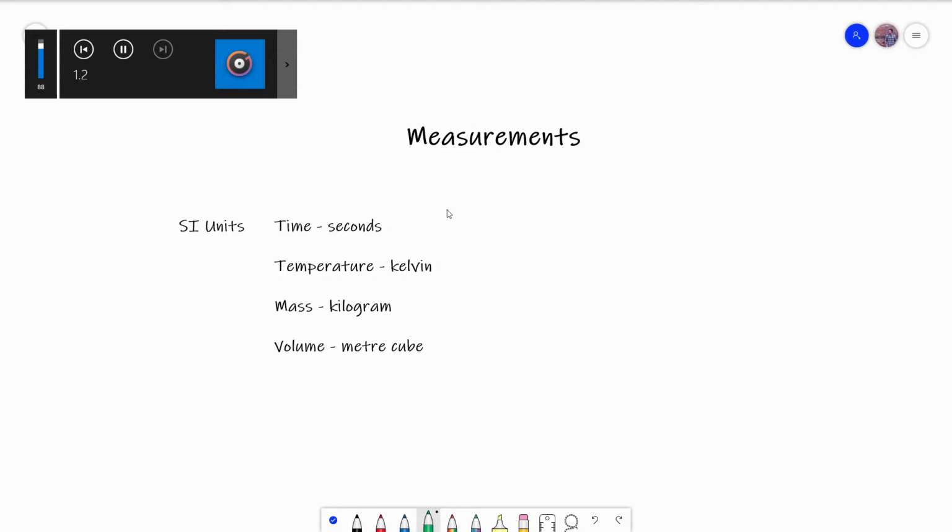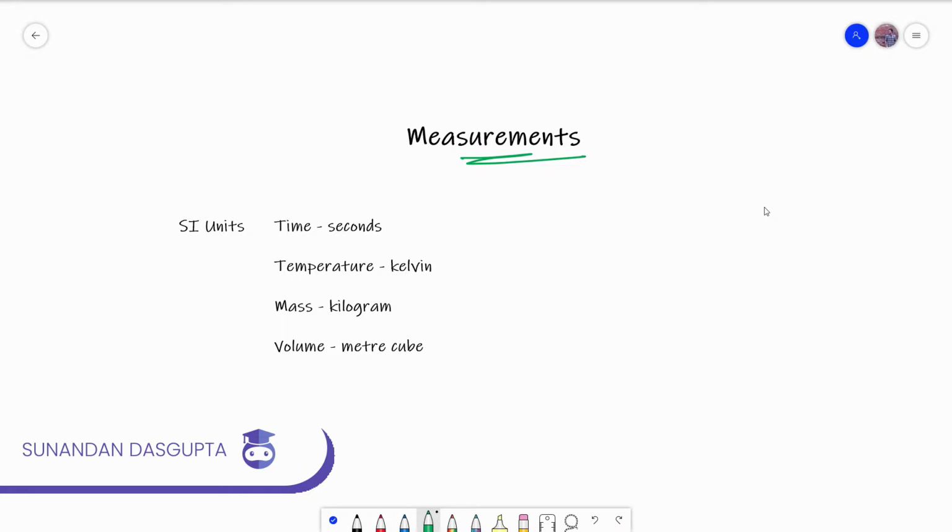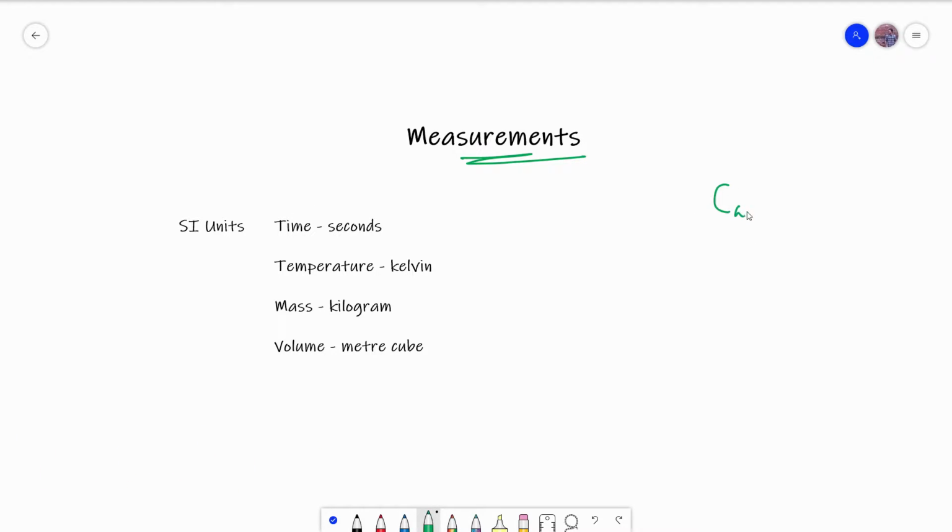So today we're going to be talking about measurements first. Measurements are what we use to calculate things. When you have to find out the quality or the quantity of a chemical substance that you're working with, you do measurements on it, and then you use those measurements to do calculations which give you the results that you were looking for.